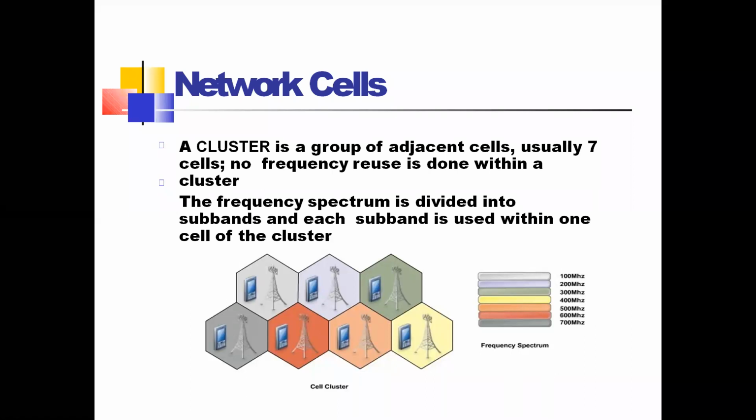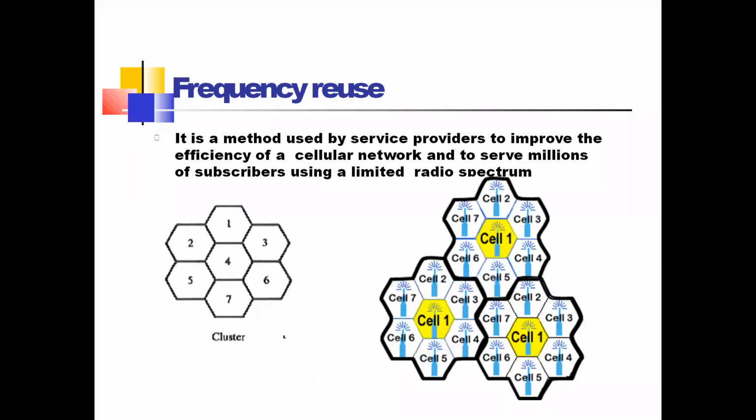Clusters are used for frequency reuse. In a cluster there are 7 cells, and each cell is provided a subband, used as a subband frequency. Different frequency bands are allocated for different cells. Here is the concept of frequency reuse.